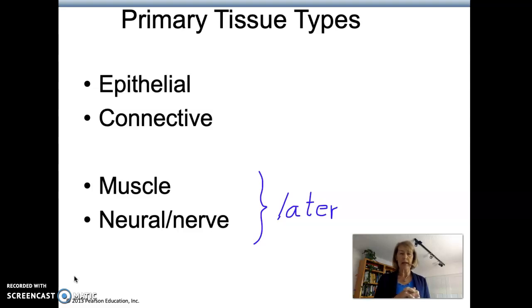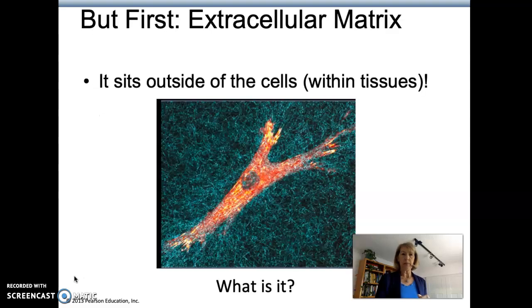So what I'm going to look at now is epithelial and connective, and leave these other 2, the muscle and the neural, for later, because we're going to be doing a whole section on muscle and a whole section on nerves, and then we'll put in a little bit on the tissues. So let's start on the epithelial here.